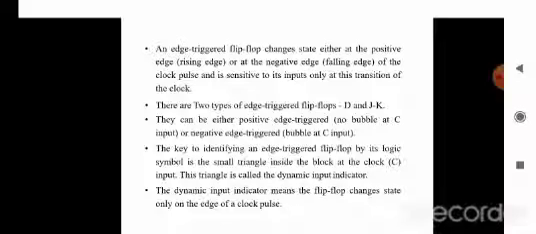There are two types of edge triggered flip flop, that is D and JK flip flops. They can be either positive edge triggered, that is no bubble at the C input, or negative edge triggered.